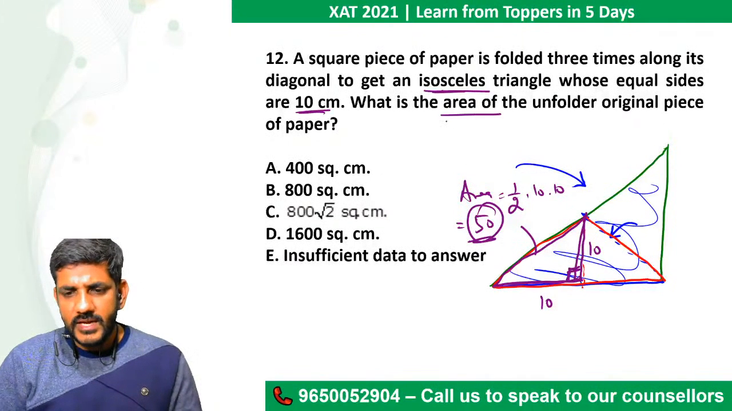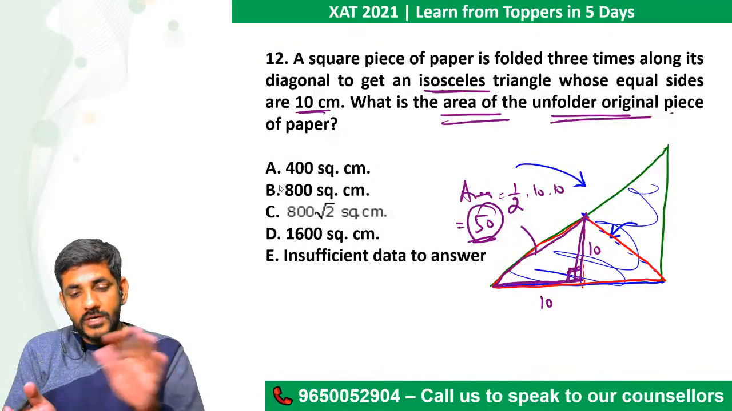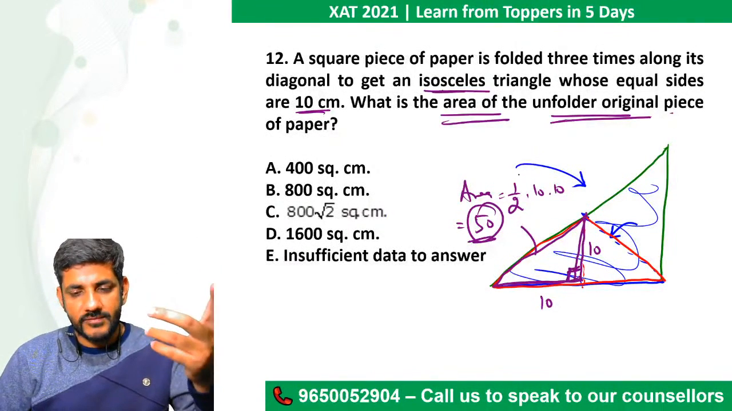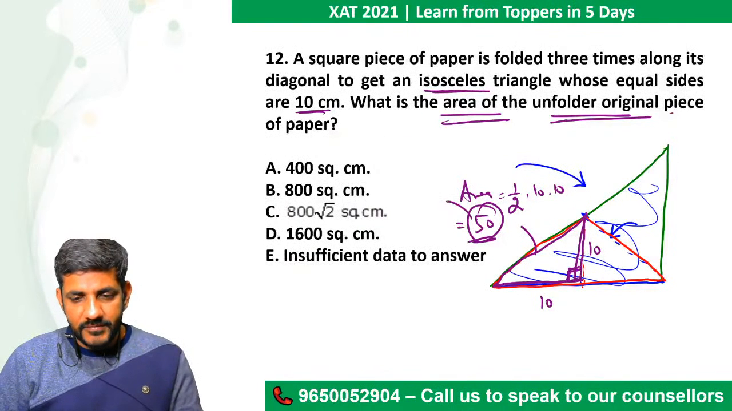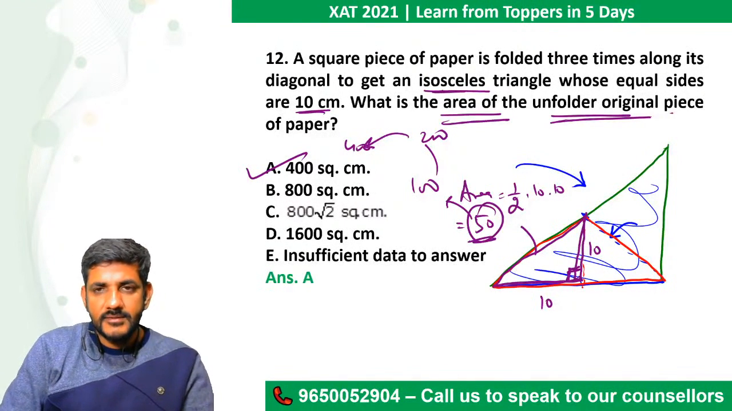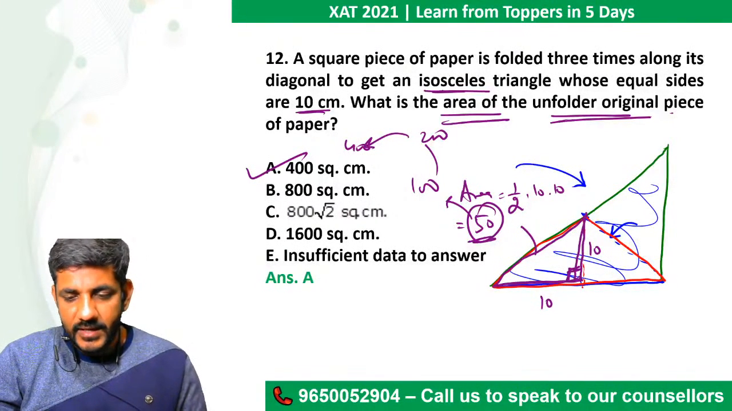He says what is the area of unfolded original piece. So every time I folded it, the area gets halved. Right? So 3 times it got halved. So इसका मतलब ये है 50 का डबल 100, 100 का डबल 200, 200 का डबल 400. So that means the original piece had an area of 400. That is our answer. The area of the original piece should have been 400.